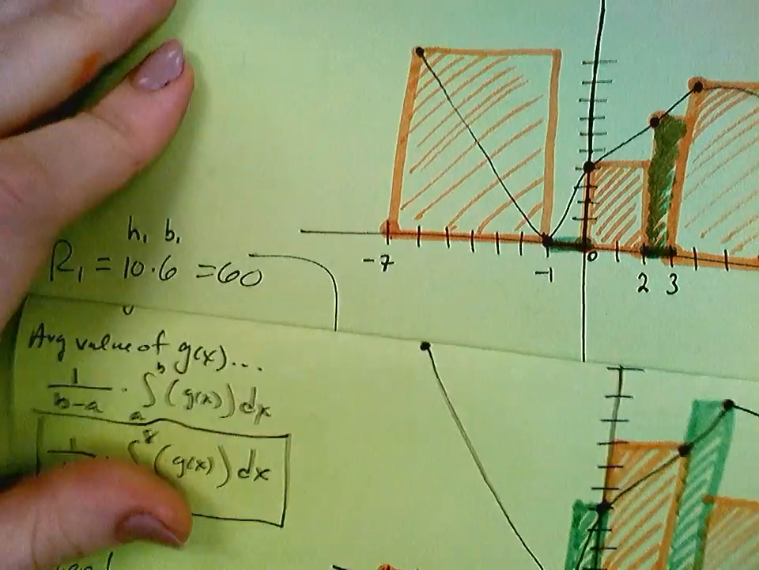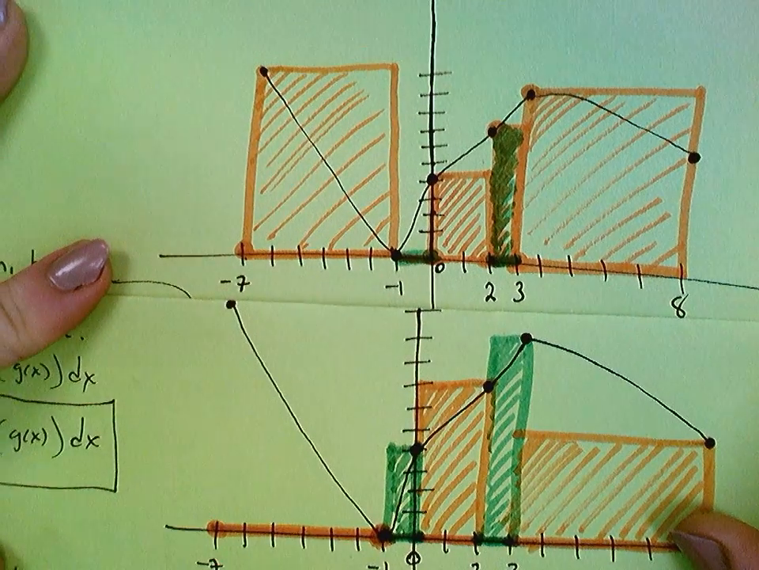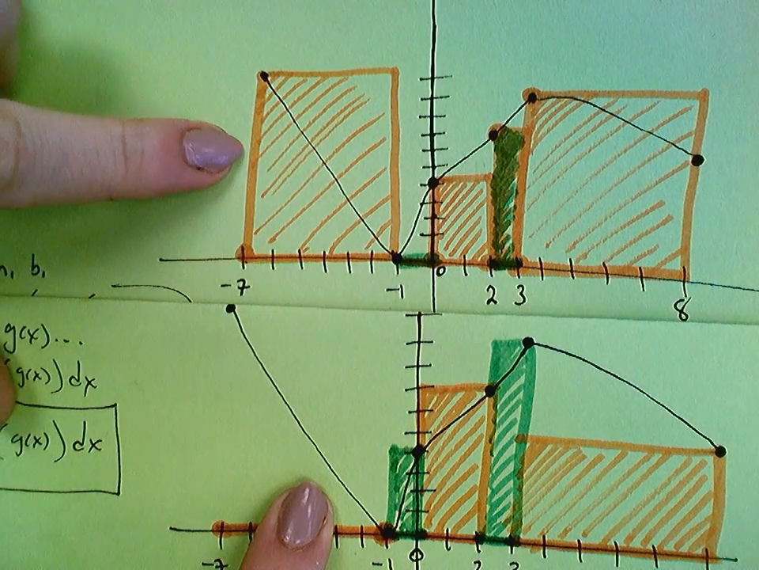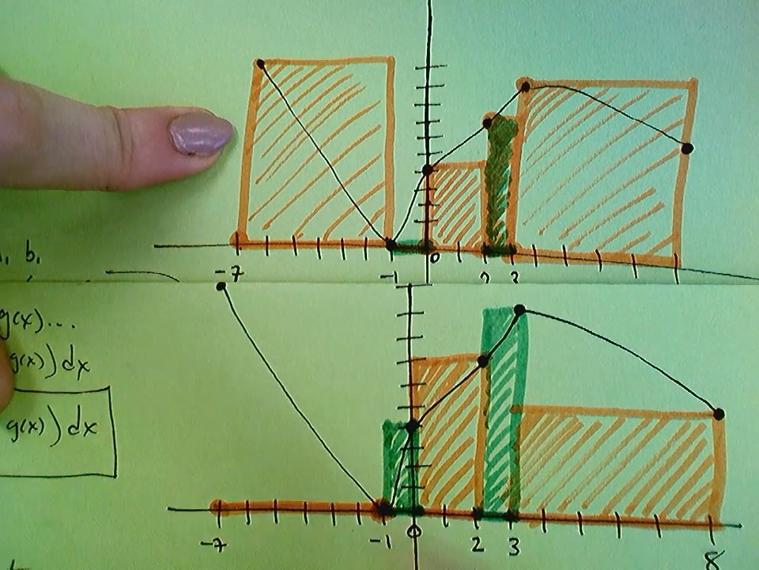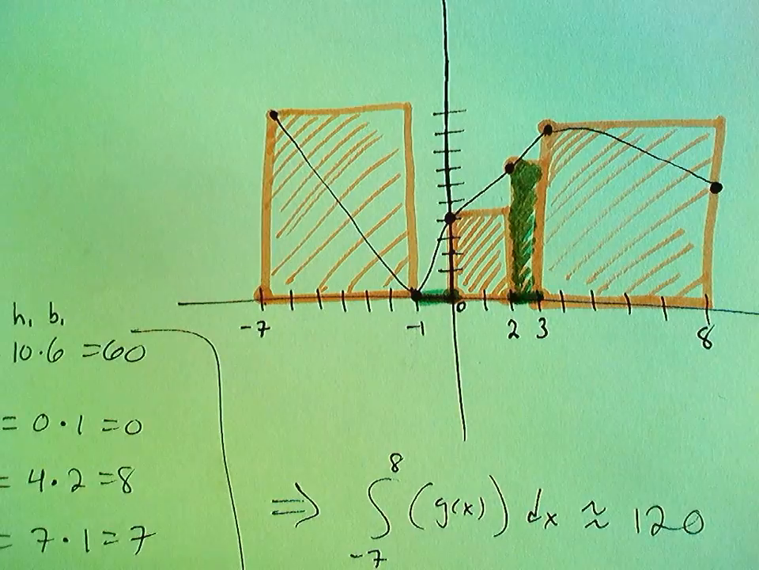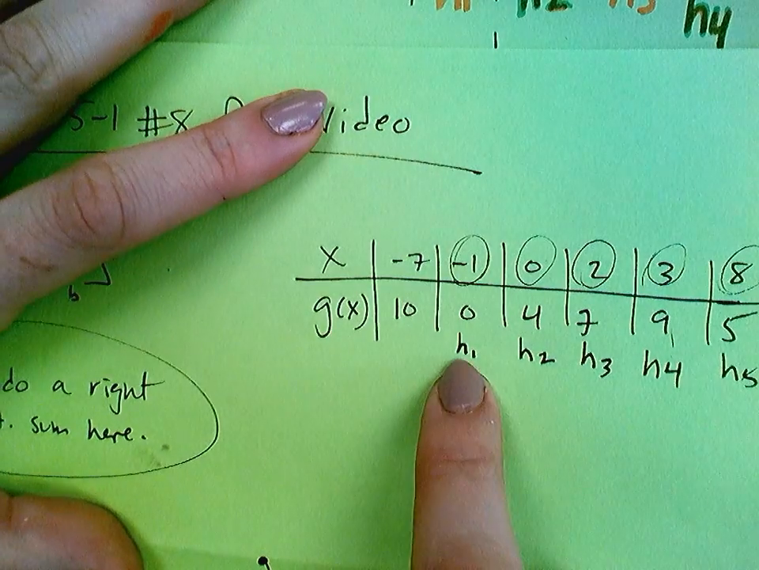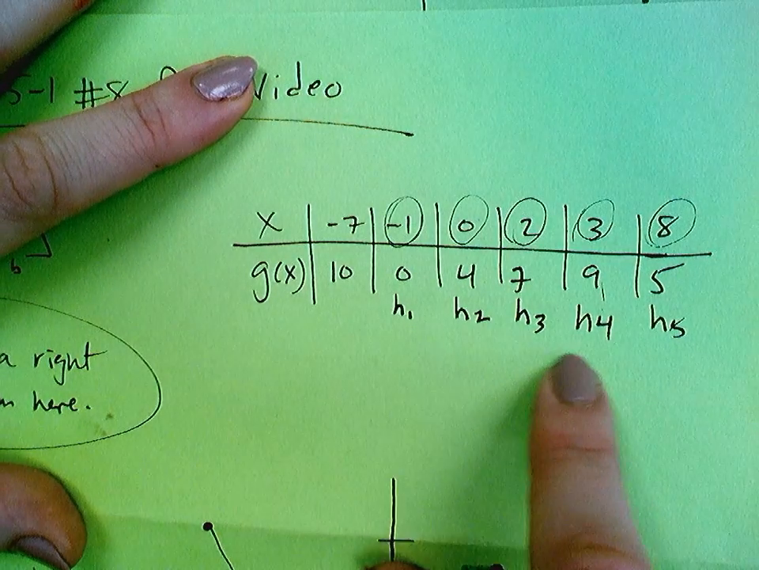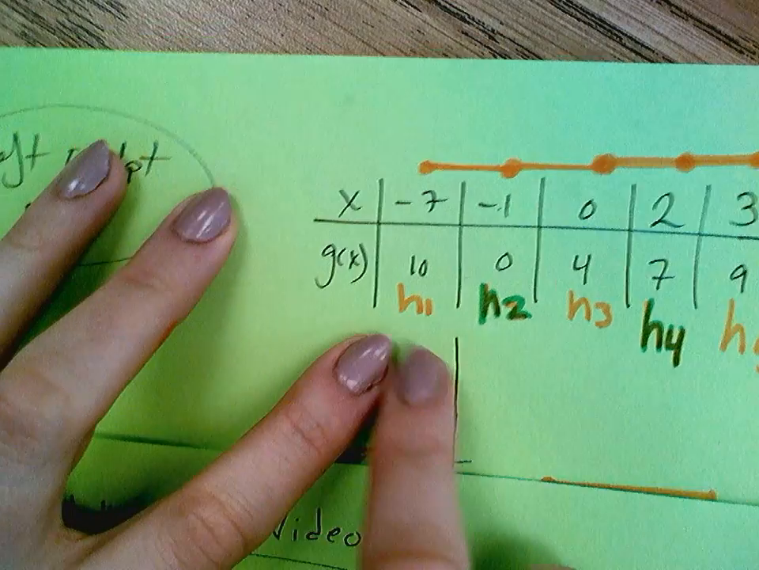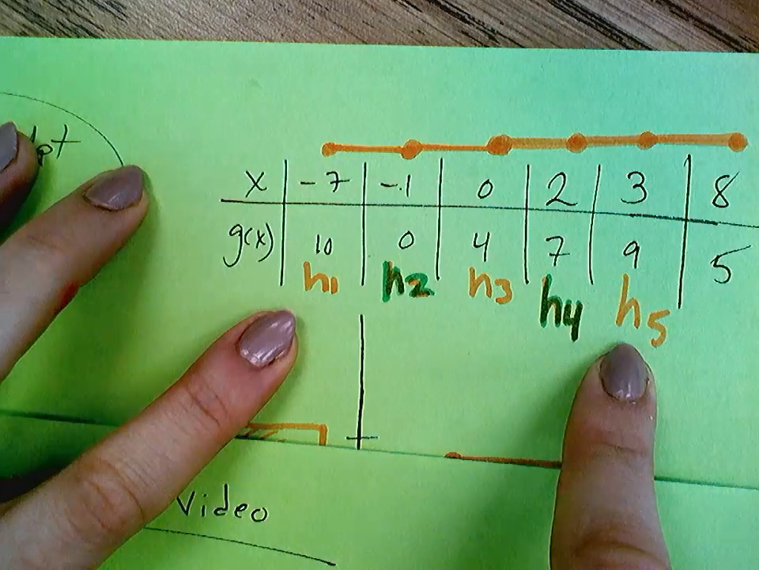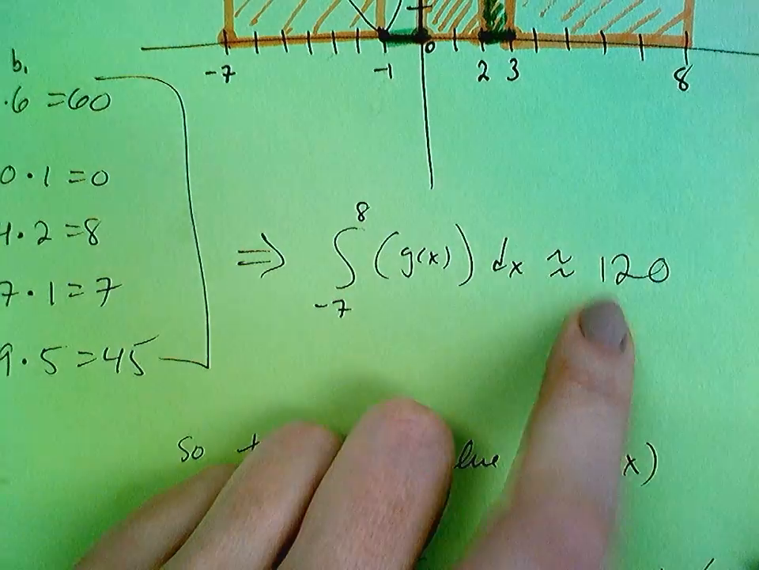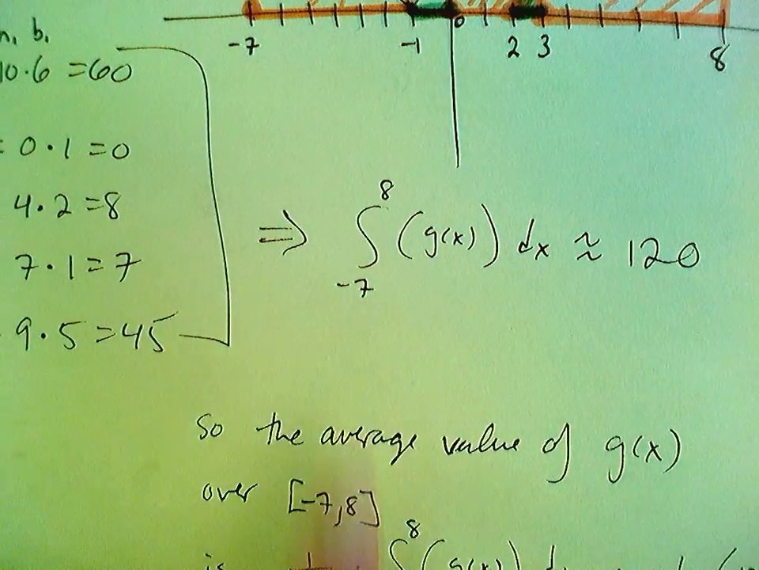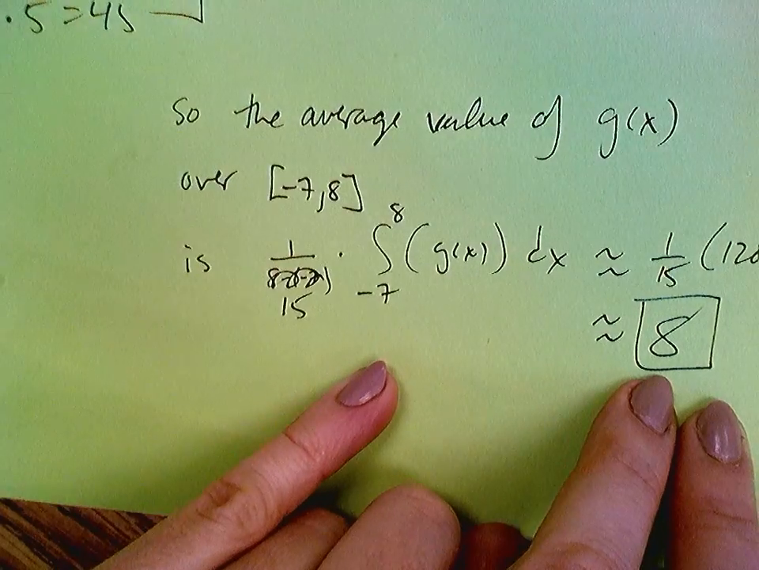So let me put these, can you see it then? Side by side. This is a left endpoint Riemann sum. This is a right endpoint Riemann sum. So this time, instead of having the heights being the outputs of the right endpoint, I'm having the heights being the outputs of the left endpoints. And then I ended up with something totally different, much bigger for the estimated area, and then the average value was 8. Okay guys, so hopefully that helped.